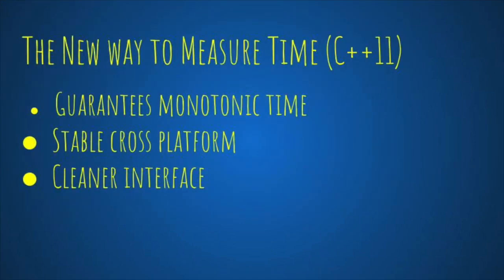Compared with the previous approach I showed you, the prior to C++11 approach, this approach is much more modern. It works cross-platform. It is guaranteed to be monotonic. The time will never go backwards. It's not sensitive to changes in the system clock. It's really good for high precision performance testing. I really recommend going with this way over any other way. It's very easy. You don't need any third-party libraries at all.